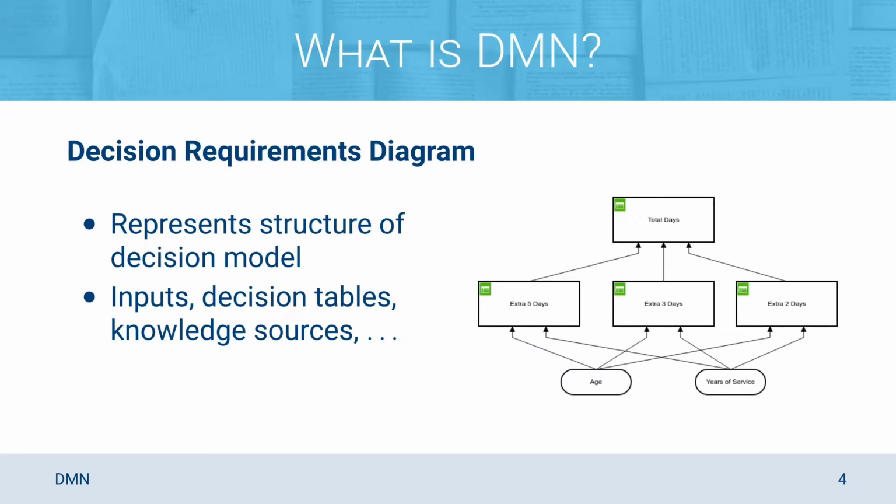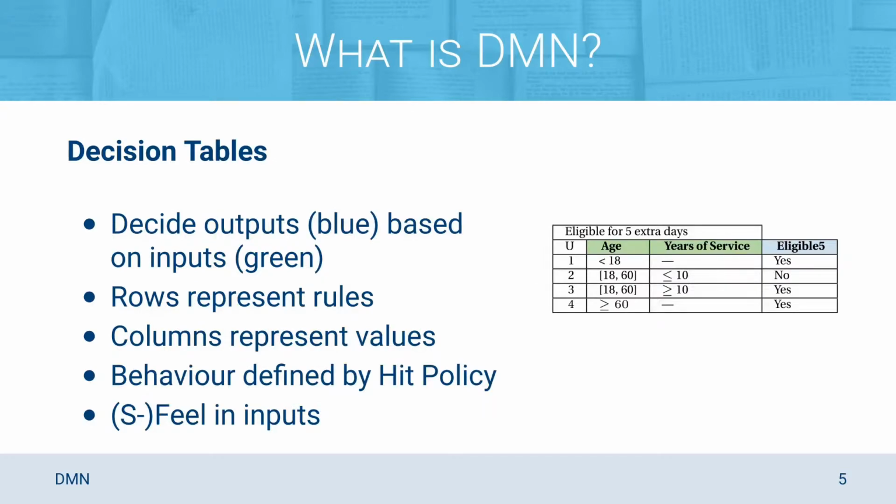So here's an example of a decision requirements diagram, which is used to calculate the amount of vacation days an employee has. So here, the DRD represents the structure of decision models. So every square you can see is a decision which is made. These are inputs, and we can link them together in a DRD. So every square is a decision table, and in a decision table, we decide our outputs here in blue based on our inputs here in green, where every row represents a rule and every column represents a value.